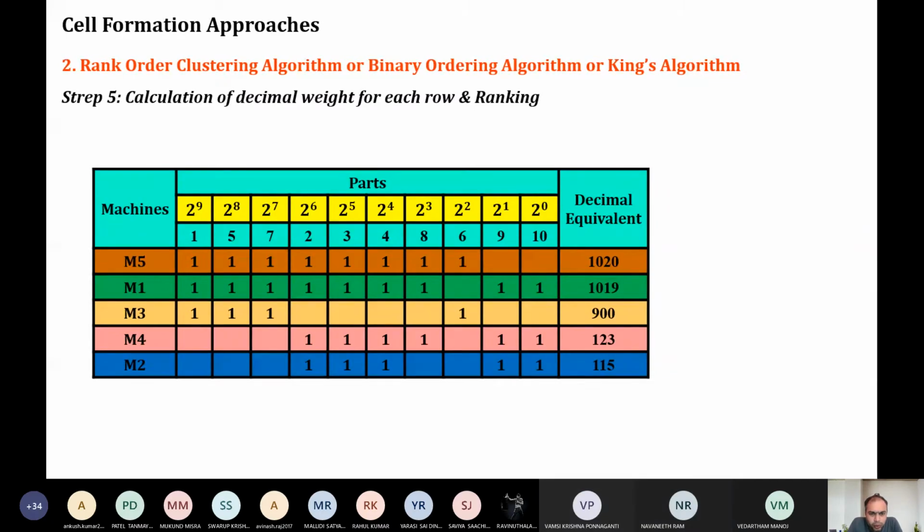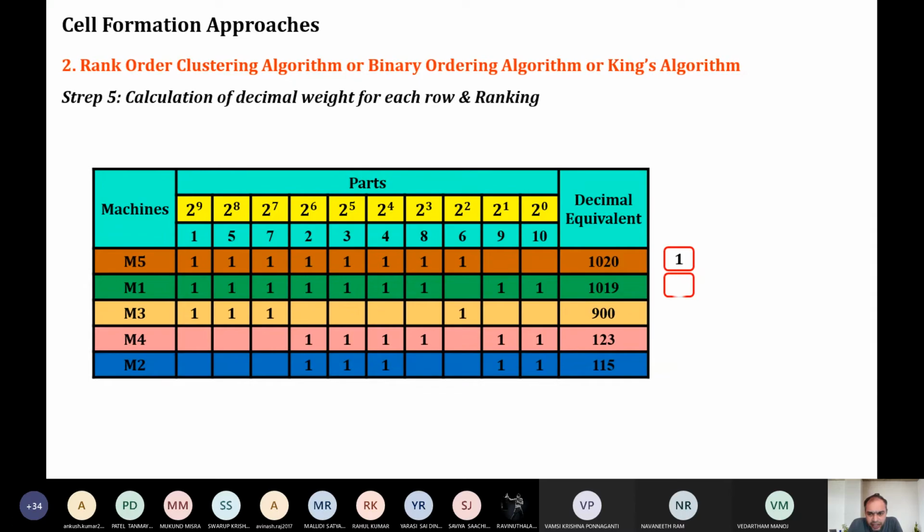So this is where you have to stop the iterations, because even after calculating these decimal values, it is not possible to do any rearrangement. Correct? There is no possibility of any rearrangement of the rows. So you can stop here and start making the clusters.